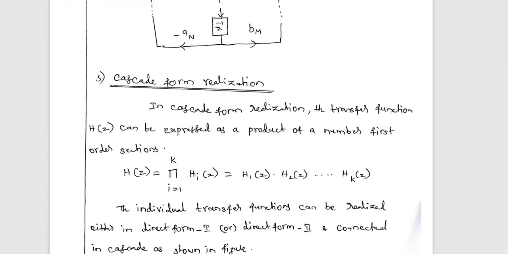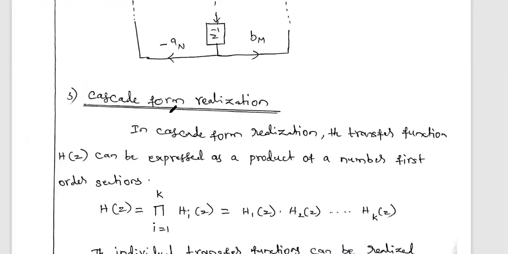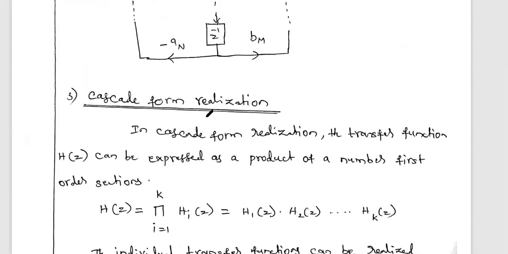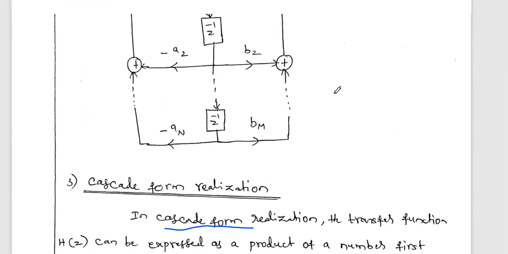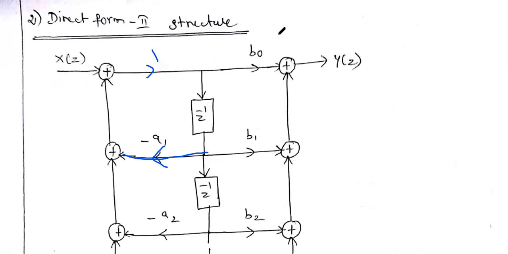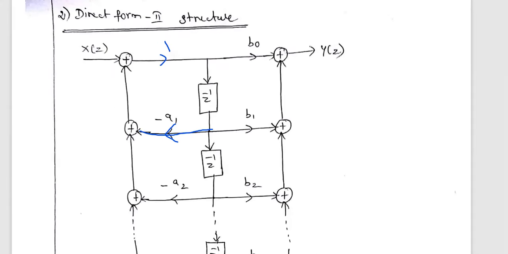Similarly, the next thing we are going to see is the cascade form realization. You already know the name cascade. What does cascade mean? In direct form 1 and direct form 2 realization, what is the disadvantage? If you are implementing a higher order system, which is said to be a higher order system? That is an order n equal to 10, 8, 7, etc.